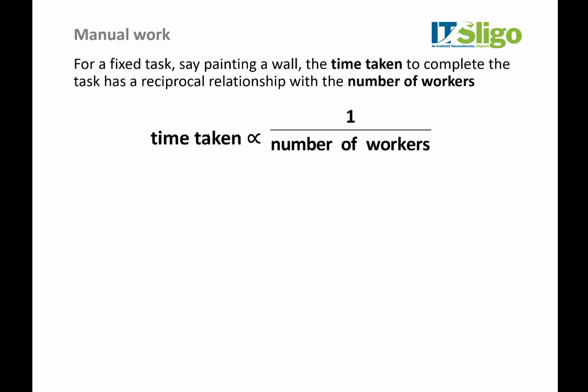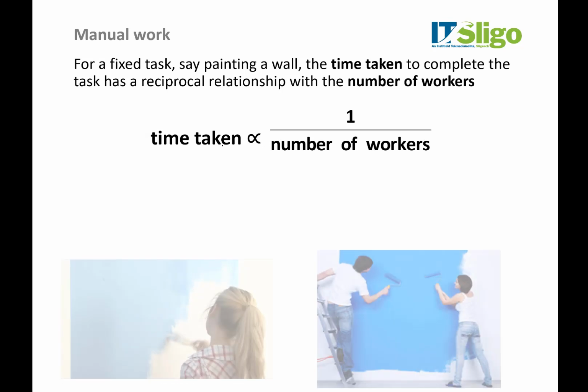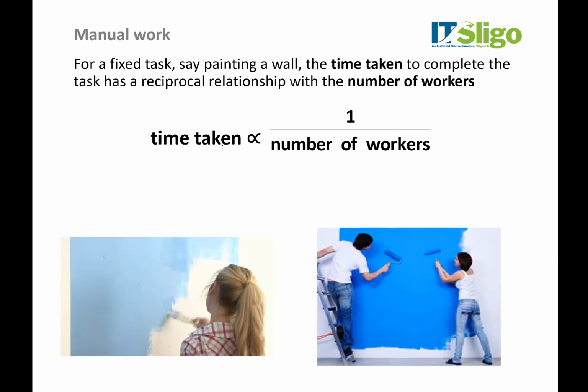Say if you're painting a wall, the time taken to complete a task and the number of workers. So the more workers you have, the less time it takes to complete a job. And we all know this. Time is also an output in this scenario also.